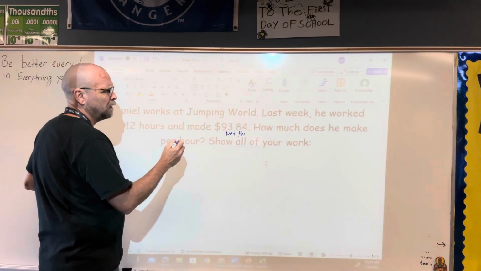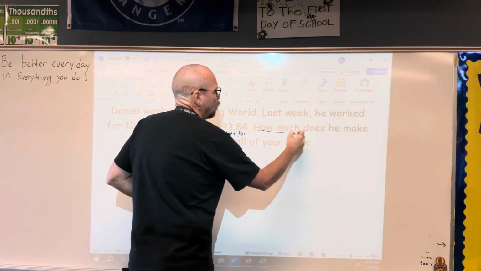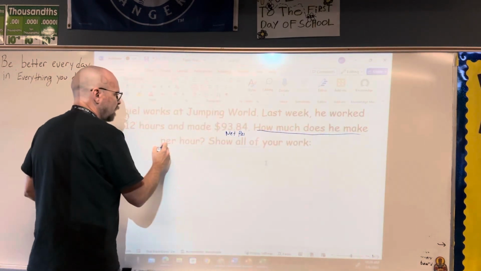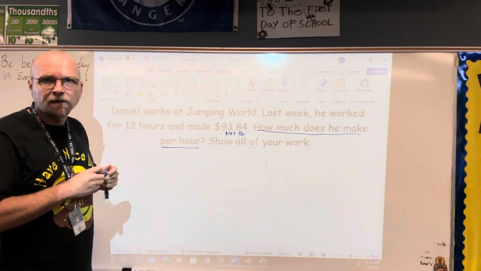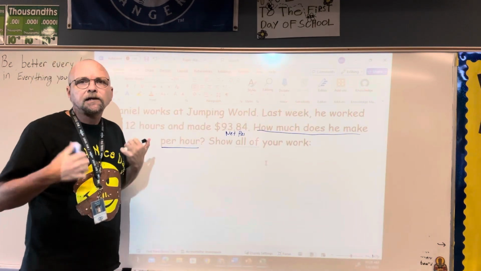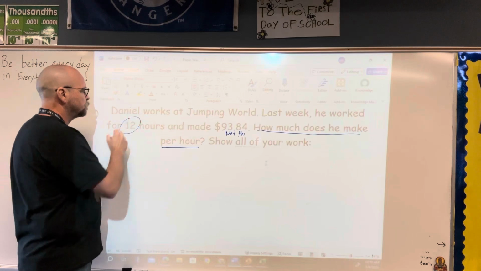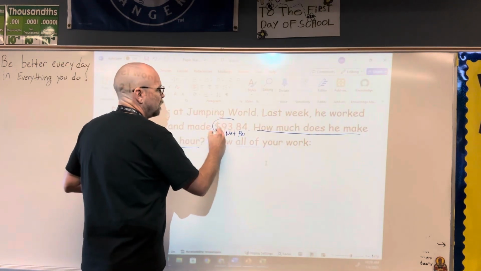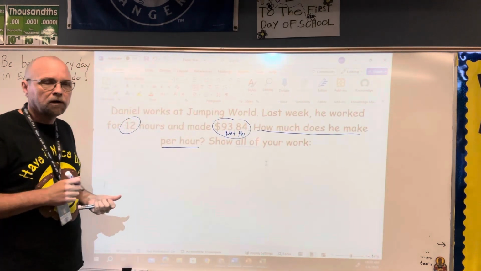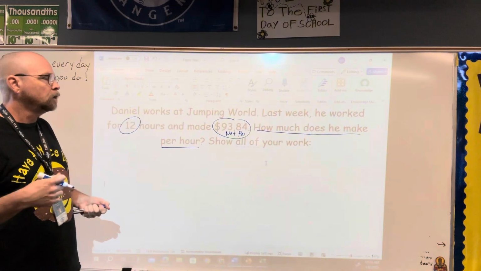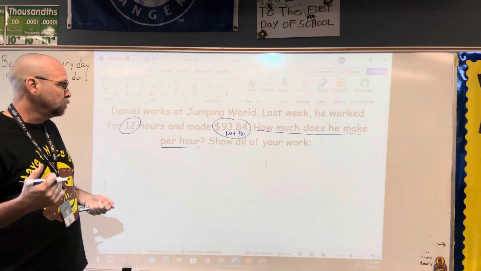If you see something money-wise, or anything that asks how far per hour, how much per minute, anything like that, it's going to be a division problem. And the two things you're going to need to know for this problem are how many hours and how much per hour. So that tells us it's a division problem.